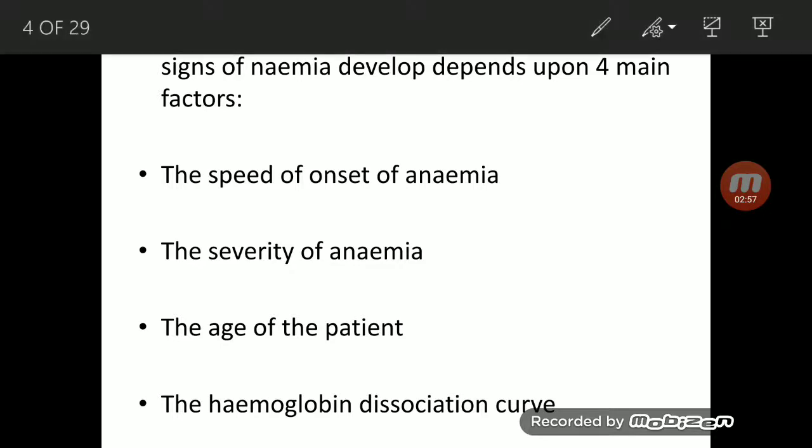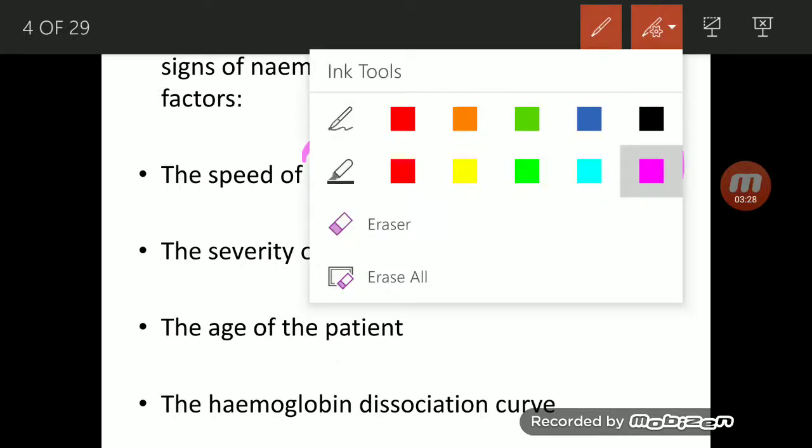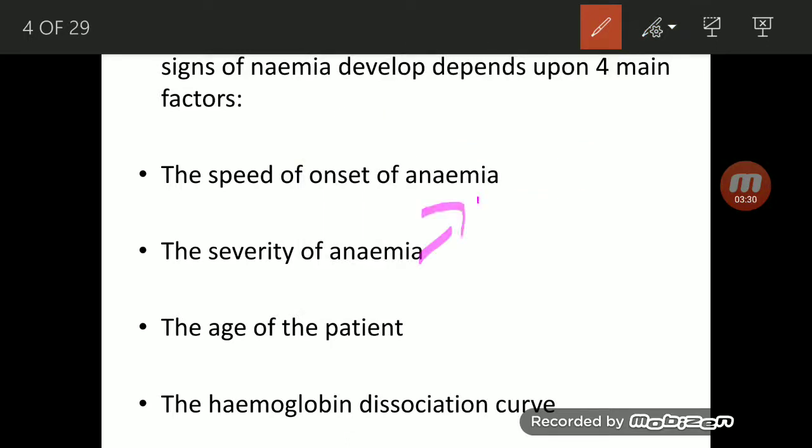So the factors that determine the symptoms that you see are, number one, the speed of onset of anemia. The more rapid your onset of anemia is, the more symptoms you are going to see. If your onset of anemia is slow, the fewer symptoms you see. Okay, that is in case of speed of onset. More rapid onset, more symptoms. Less rapid onset, fewer symptoms. Second is severity of anemia. Whenever we talk about severity of anemia, the more severe your anemia, the more symptoms. Less severe or mild anemia, fewer signs and symptoms.